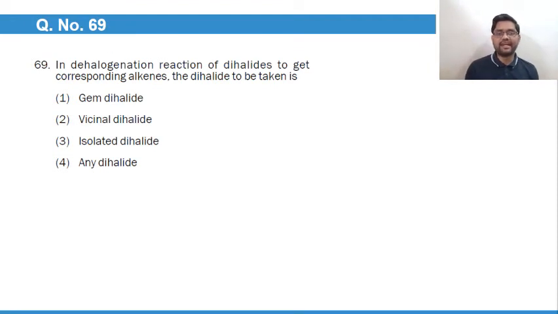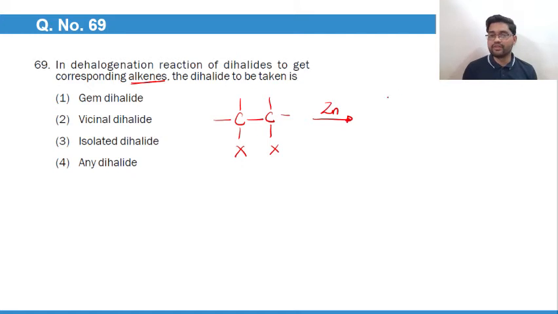Question 69: In the dehalogenation reaction of a dihalide to get the corresponding alkene, the dihalide taken is a vicinal dihalide. If you take a vicinal dihalide and add zinc in ethanol, you will get an alkene. Whereas if you take a geminal dihalide, you will get an alkene but with higher carbon atoms. An isolated dihalide is not possible, so we'll go with the simple vicinal dihalide.